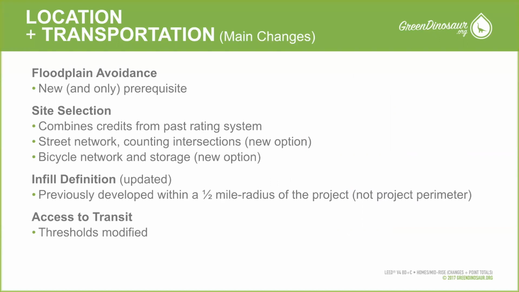The site selection credit combines credits from past rating systems and includes new options such as street network, which requires you to count intersections within a quarter mile of your project, and bike network and storage. The definition of infill has been changed. It used to use the perimeter of the project, and now the site has to be developed within a half-mile radius of the project. For transportation, some thresholds have been modified and added for weekend trips.